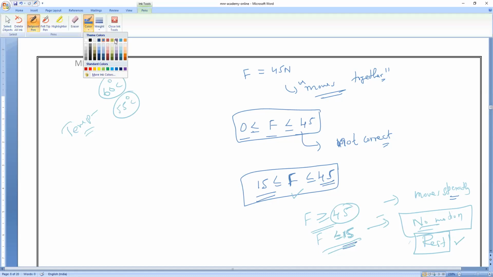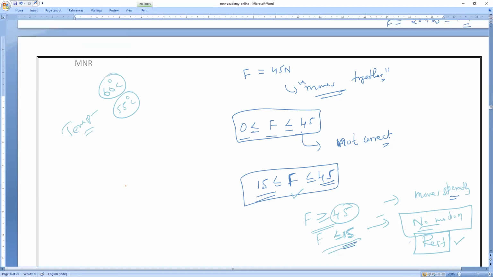If the applied force is less than 15, the body remains at rest. The applied force is less than 15, no motion. Understood, everybody? If F is greater than 15, they move, and if F is greater than 45, they move separately. If, for example, F is exactly equal to 45, then what will happen? They will move together.